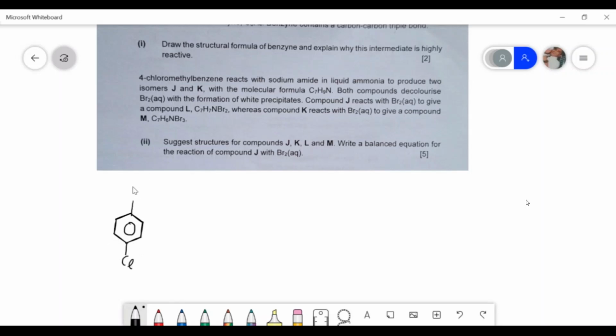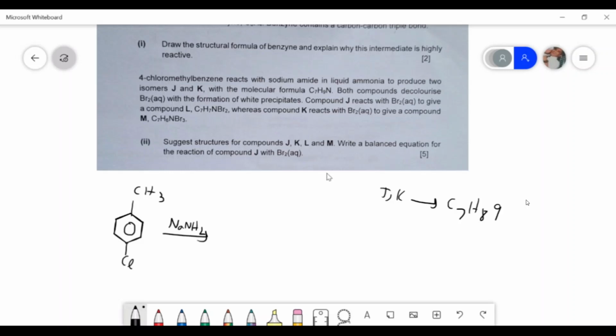CH3. And it reacts with sodium amide, NaNH2, in liquid ammonia to give two isomers, G and K. So G and K have the formula C7H9N. Now let's continue writing the rest of the information. We know that both compounds decolorize aqueous Br2 with the formation of white precipitates.